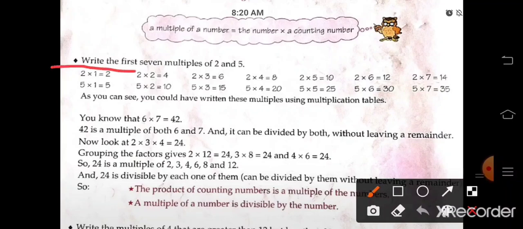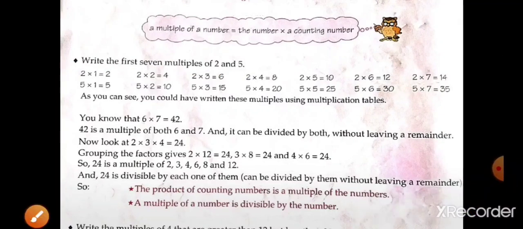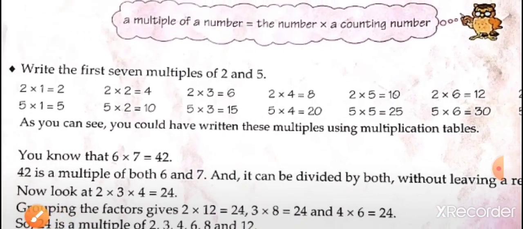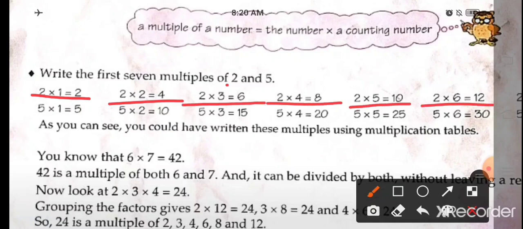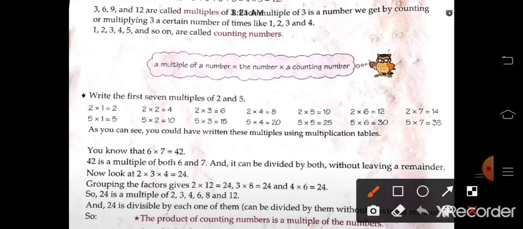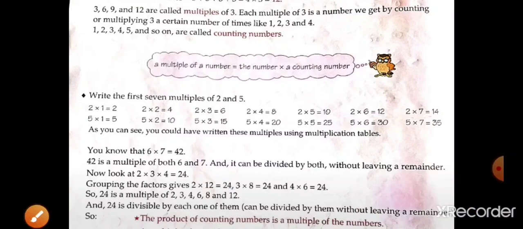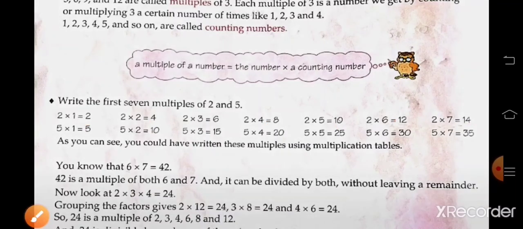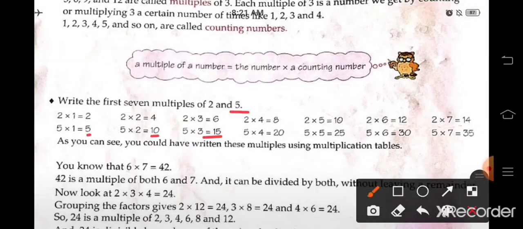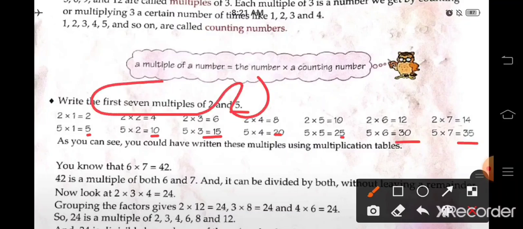For example, write the first 7 multiples of 2 and 7. So first, 7 multiples of 2. 2 ones are 2, 2 twos are 4, 2 threes are 6, 2 fours are 8, 2 fives are 10, 2 sixes are 12, and 2 sevens are 14. Okay, these are the first 7 multiples of 2: 2, 4, 6, 8, 10, 12 and 14. So like this, 5, 10, 15, 20, 25, 30 and 35 are the first 7 multiples of 5.